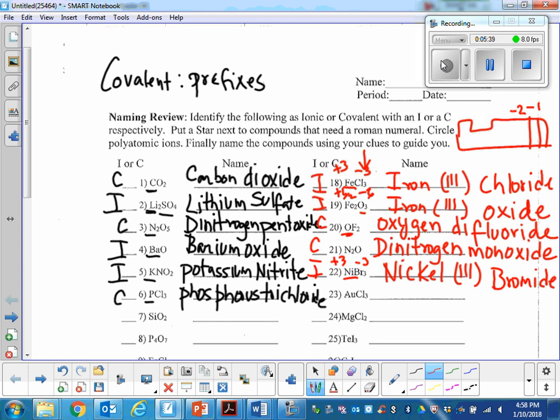The next one is gold, again a transition metal. All right, so you have gold, you need a Roman numeral. It will end with a chloride. There are 3 chlorine atoms, each with a -1, making that a -3, so gold will be a +3. Magnesium is an alkali earth metal, does not need a Roman numeral, so it is an ionic compound. It will just be magnesium chloride.